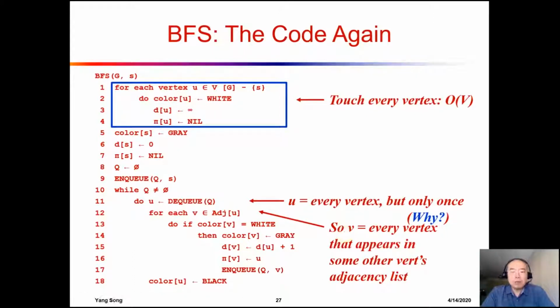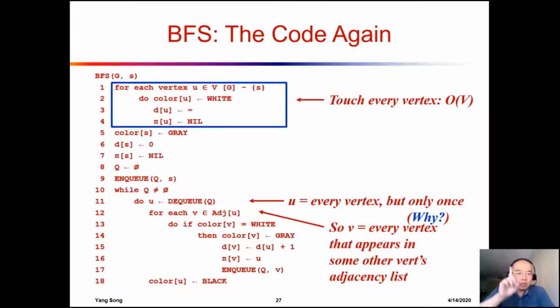For the v, we will visit the v for every vertex that appears in some other vertex's adjacency list. Because for the current node u, and then for each of the v in the adjacency list of u, we want to visit the v, right? So the total number of the v we have to visit, what is it? If we are using the adjacency list, what is the total number of the v we have to touch? That is actually the total number of the edges.